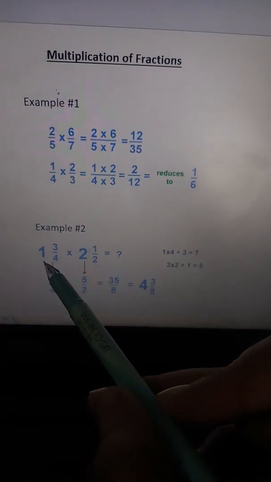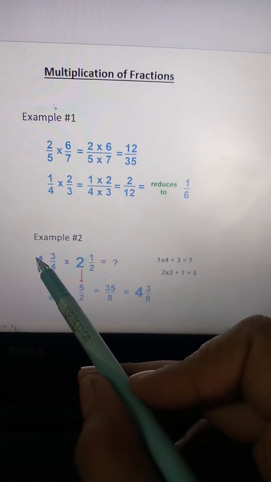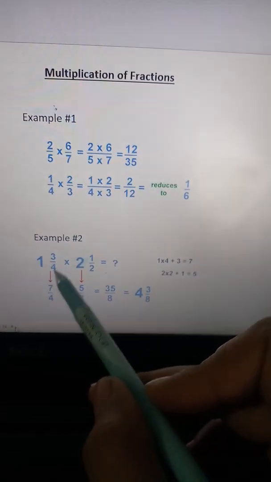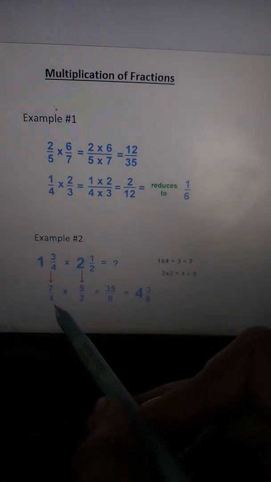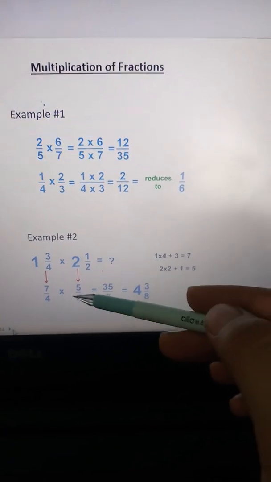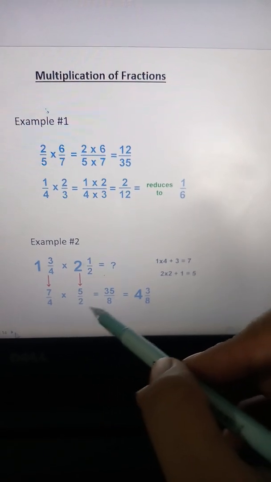We will first change the mixed fraction into the simple form. Like 4 ones are 4, and add 3 in 4, then it will become 7, and the denominator will remain the same. Okay, and the same is the case with this mixed fraction. Now we will multiply 7 5s are 35 and 4 2s are 8.